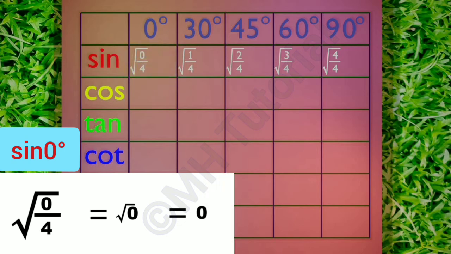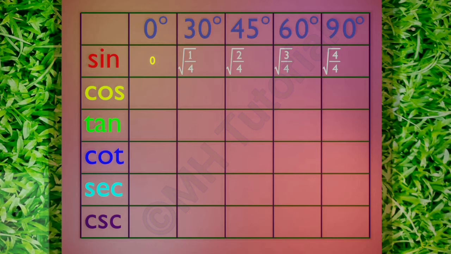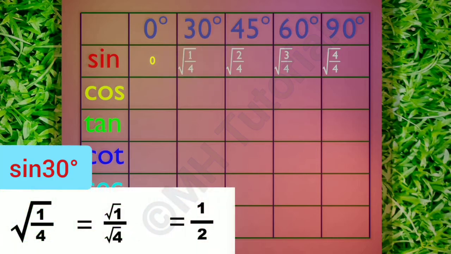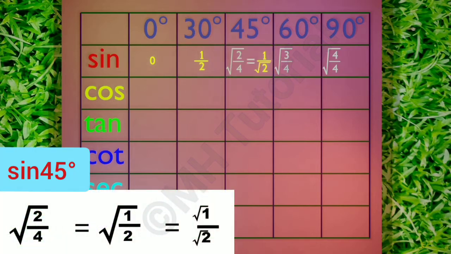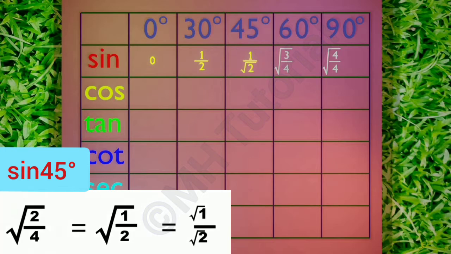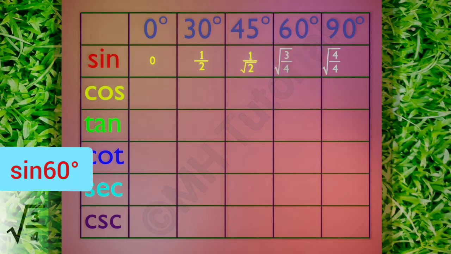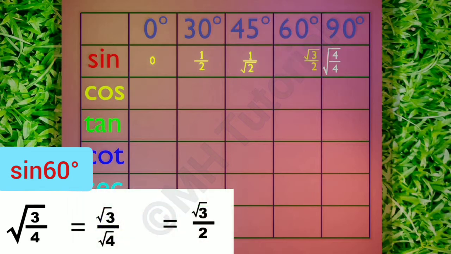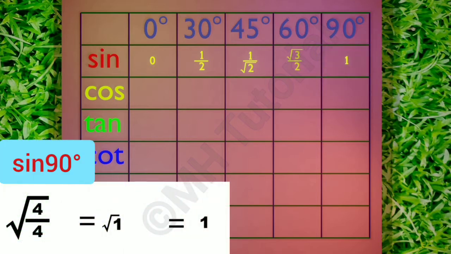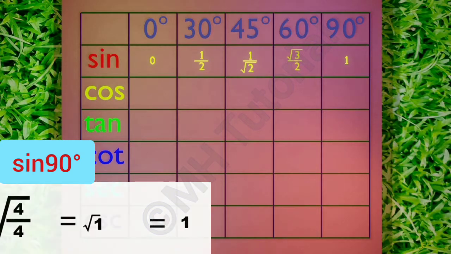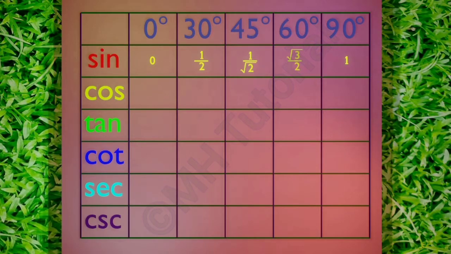For sine 0 degree, root over 0 by 4 gives 0. For sine 30 degree, root over 1 by 4 gives half. For sine 45 degree, root over 2 by 4 gives 1 by root 2. For sine 60 degree, root over 3 by 4 gives root 3 by 2. And for sine 90 degree, root over 4 by 4 gives 1. Thus, we have successfully found values of sine.